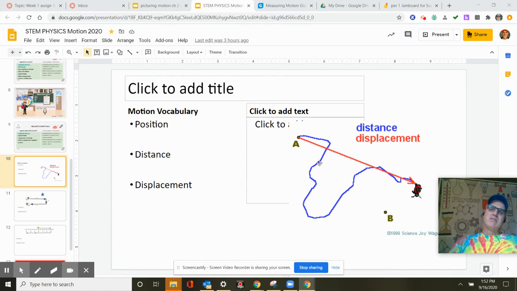The blue line represents the distance the ladybug travels. So the distance would be the running total of all of the mileage that the ladybug accumulates as the ladybug walks around.